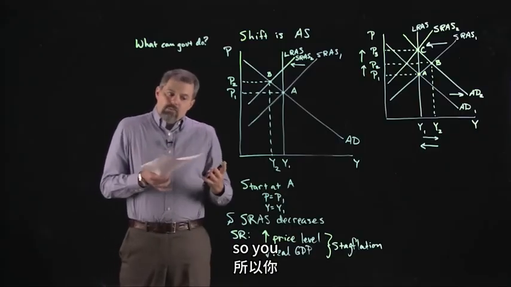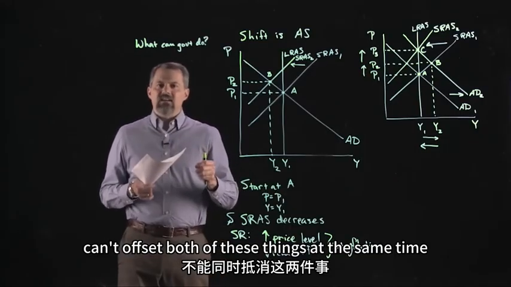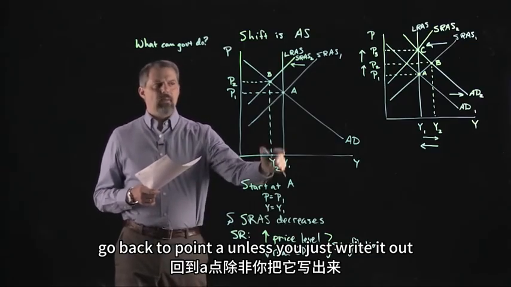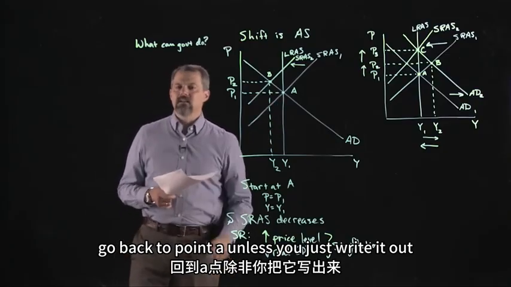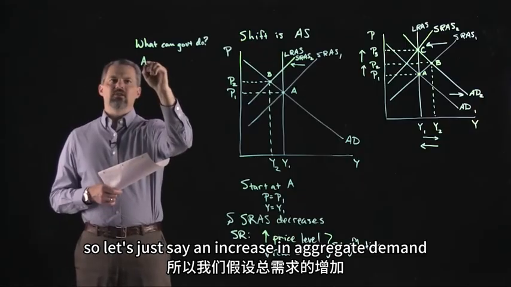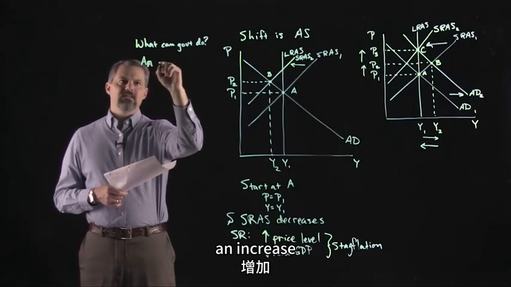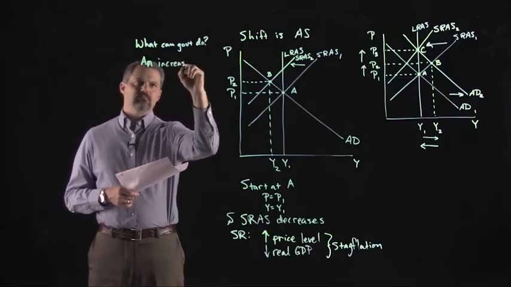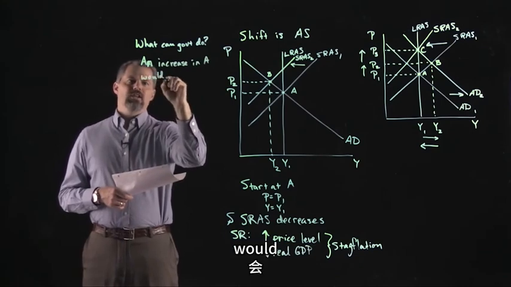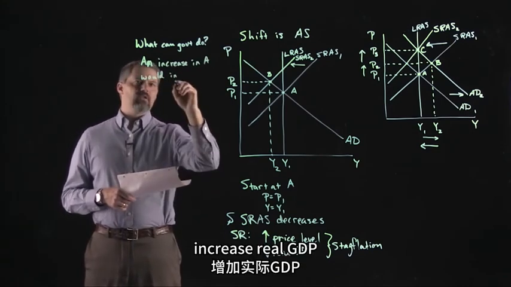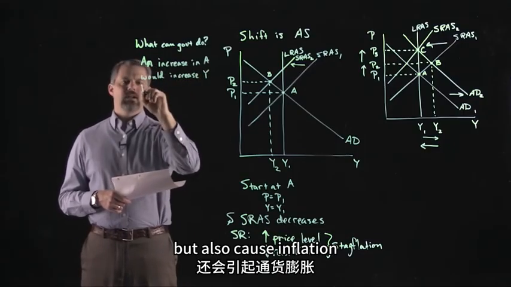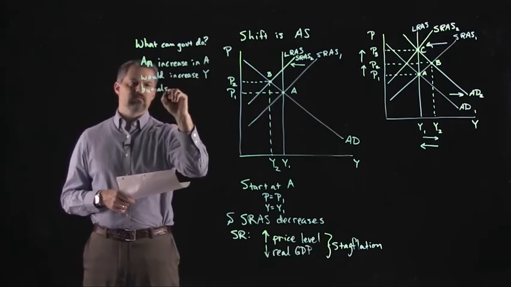And so you can't offset both of these things at the same time. You can't go back to point A unless you just ride it out. So let's just say an increase in aggregate demand would increase real GDP, I'm going to say Y, but also cause inflation.